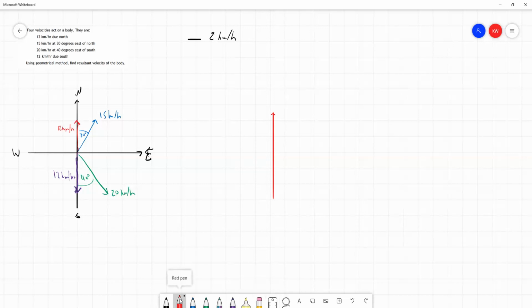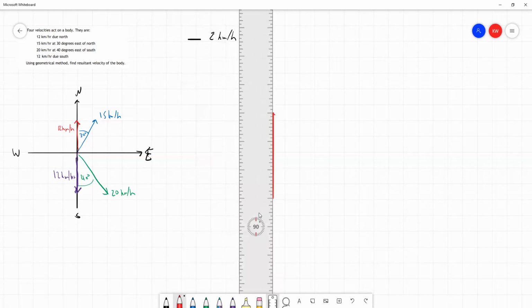Now, how we proceed is we take our next vector, and rather than drawing it from the same starting position, we shift it so it starts at the end of the vector we've drawn already. Now, the next vector is a blue vector, which is acting 30 degrees round from north. So what I can do is add a little north line here just to help us measure our angle. So a wee dotted line here.